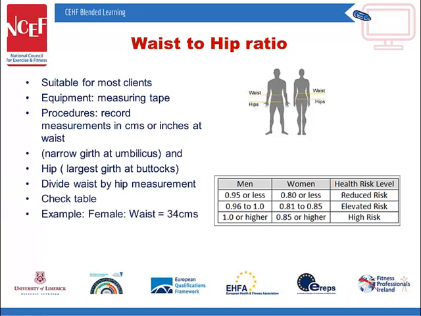So if we look at an example here, we have a female, the waist was 34 centimetres, the hip was 44 centimetres. If we divide the waist by the hip, we get 0.77, and we look over here, we have a female, so 0.80 or less. Reduced risk is quite a good body composition, so we have 0.77, so that body composition is quite good there. So it's a very easy, simple test to do for measuring body composition, and it's suitable for most clients.